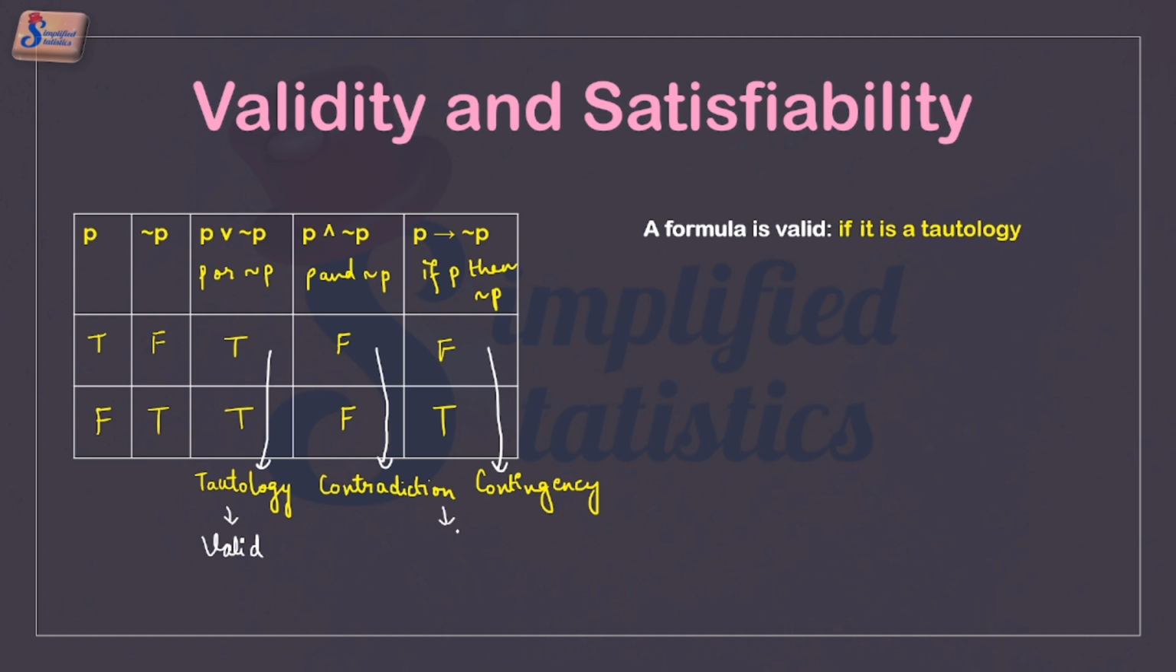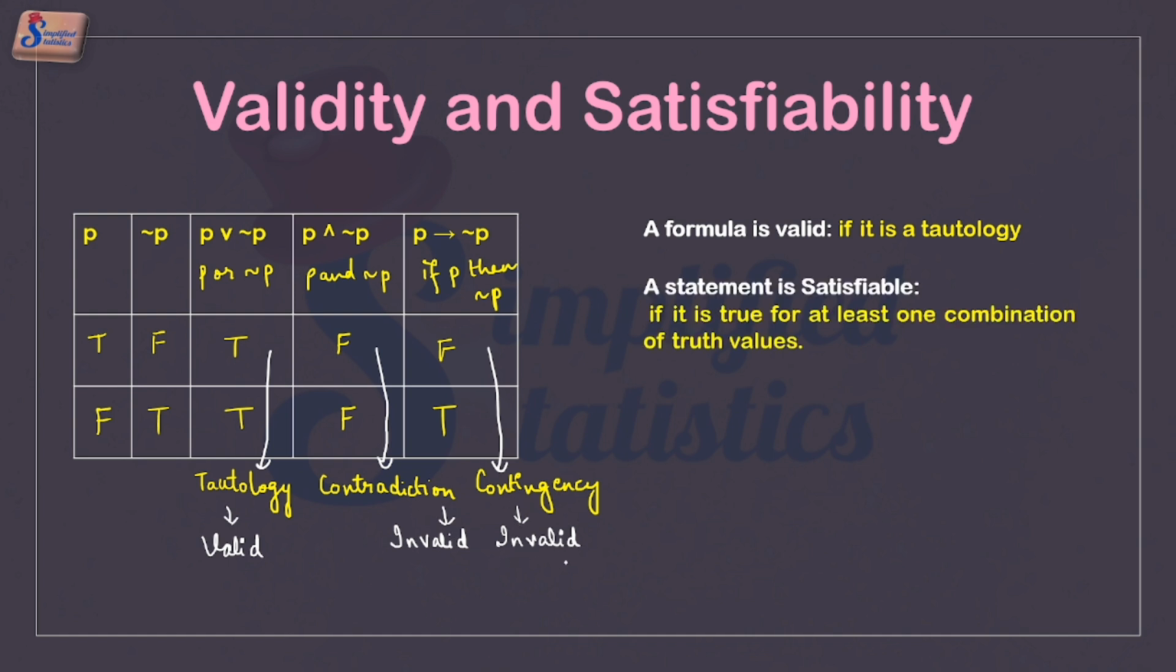For example, a contradiction is not always true, so it is invalid. A contingency is not always true, so it is also invalid, right? So invalid means it can be a contradiction or it can be a contingency, right? What is satisfiability? If we get at least one true value out of the given combinations, then the statement or proposition is said to be satisfiable.